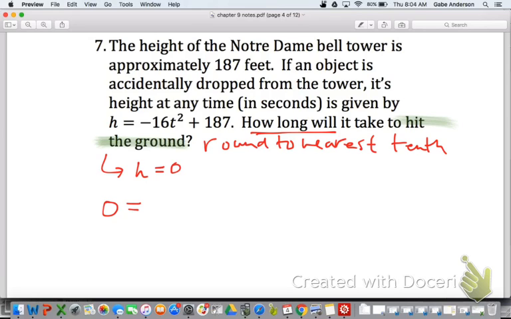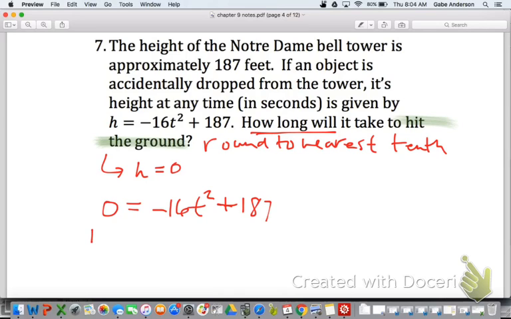0 equals negative 16t squared plus 187. As I walked around, I saw a variety of ways that you solved this. It's kind of convenient that the coefficient on the t-squared is a perfect square. If it wasn't, it would be a little less convenient. I want to give you a general rule for all of these: we want to isolate the t-squared, or whatever quantity is being squared, before we square root.